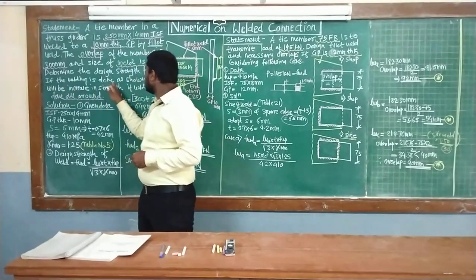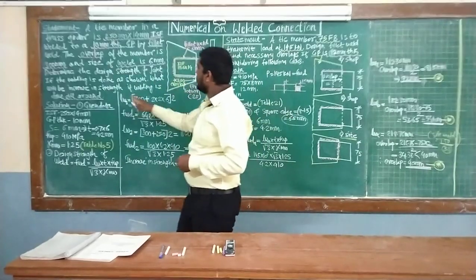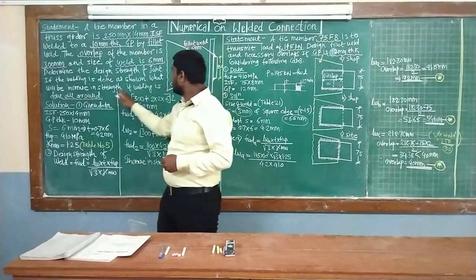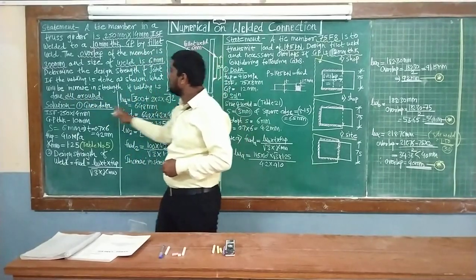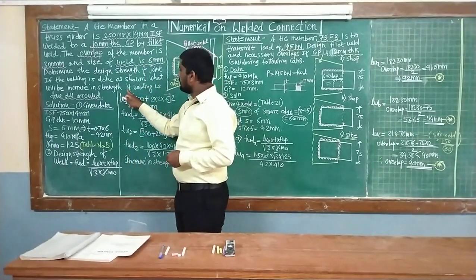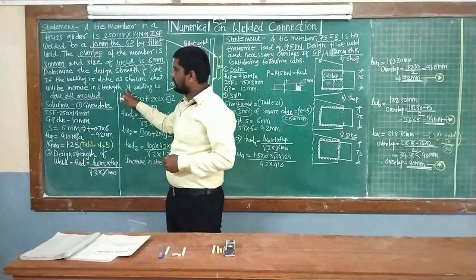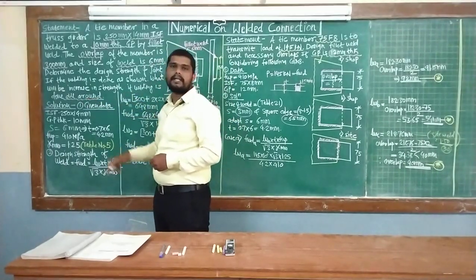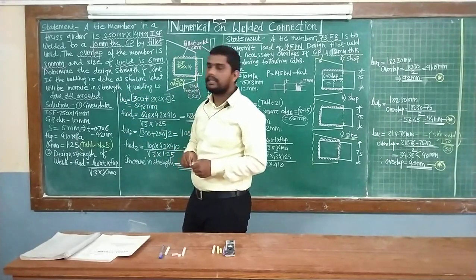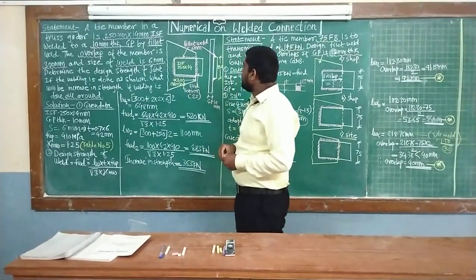If the welding is done as shown in the figure, then what will be the increase in strength if welding is done all around? Here we are going to find out the design strength of the welding. If welding is provided all round, means we are going to provide welding on all four edges of the plate. So this is the given diagram.